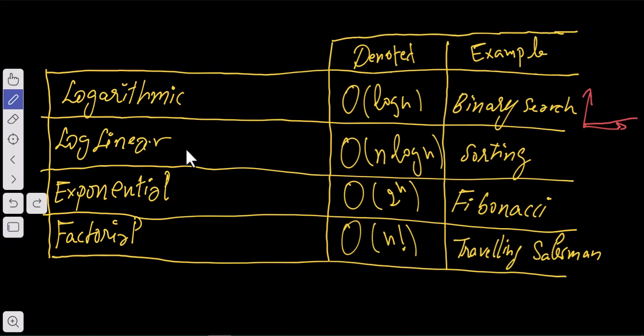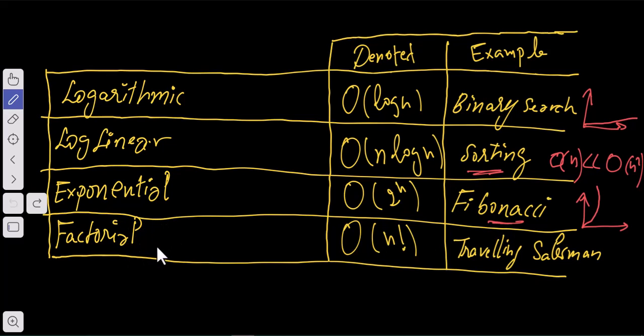Next we have the log linear complexity, which is denoted by O of n log n, and it sits between the linear complexity and the exponential complexity. And one example of that would be some sorting algorithms like the merge sort and others. Next we have the exponential complexity denoted by O power 2, and in this kind of complexity the growth rate doubles with each addition to the input size. One example of that would be the Fibonacci sequence.